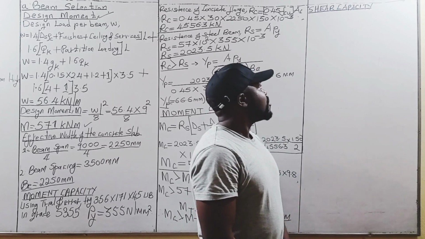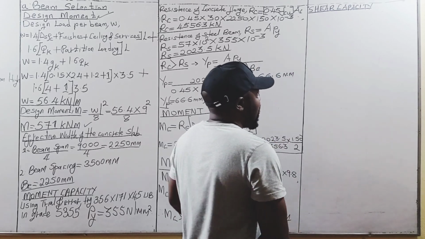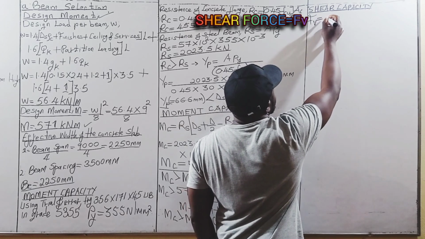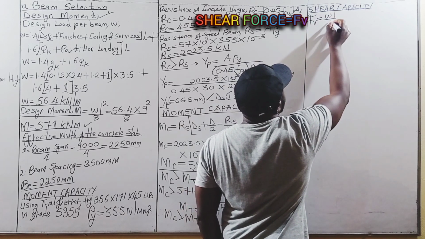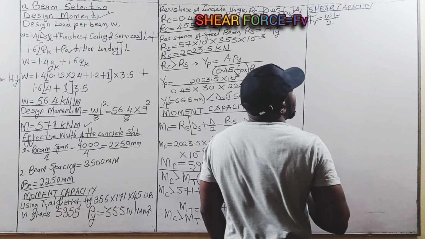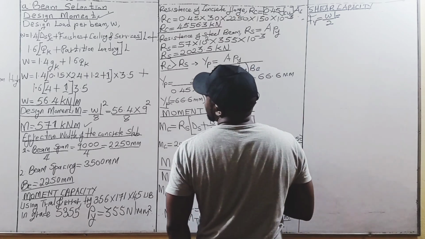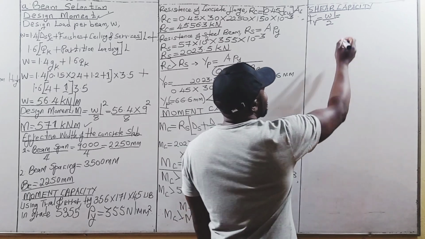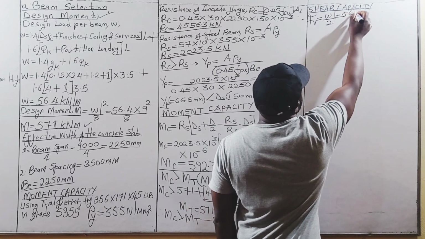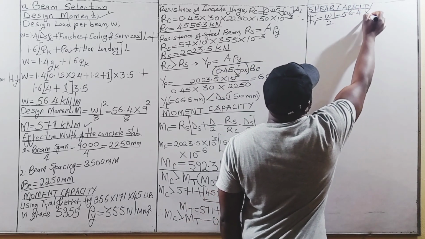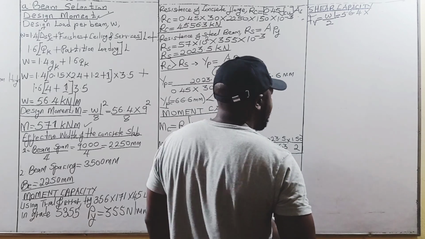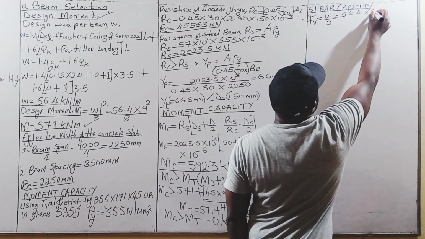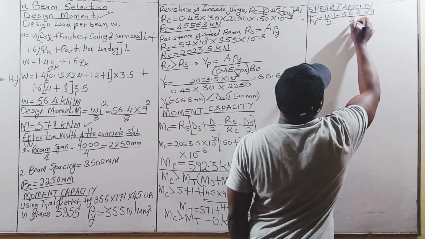Then from there, we are going to determine the shear capacity. In this case, the shear capacity, that is FV, will be given by WL divided by 2. W is the design load, which is 56.4 kilonewton per meter. Therefore, 56.4 kilonewton per meter times L, which is the beam span of 9 meters. We divide that by 2.